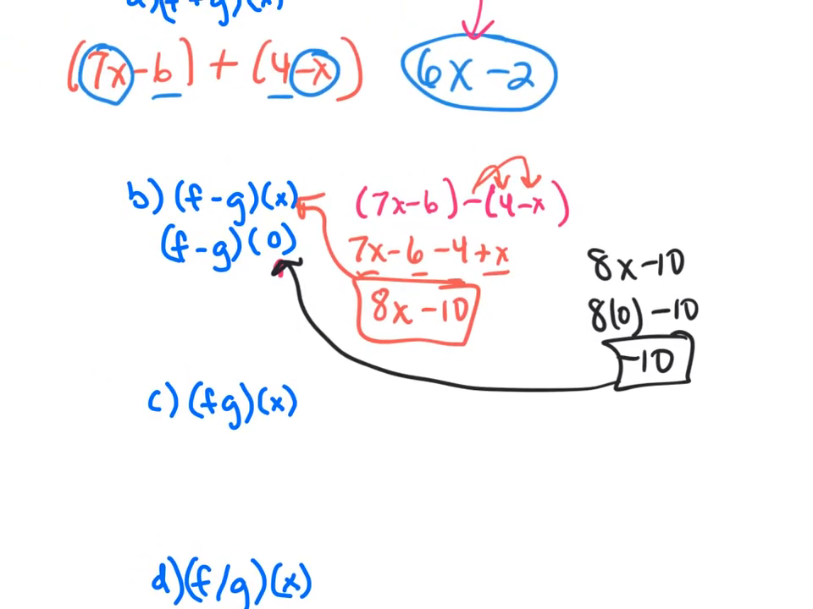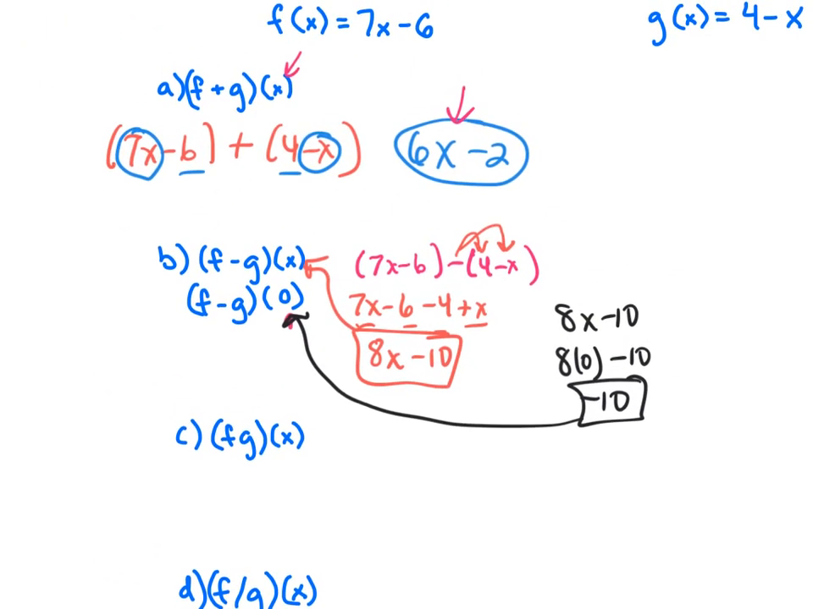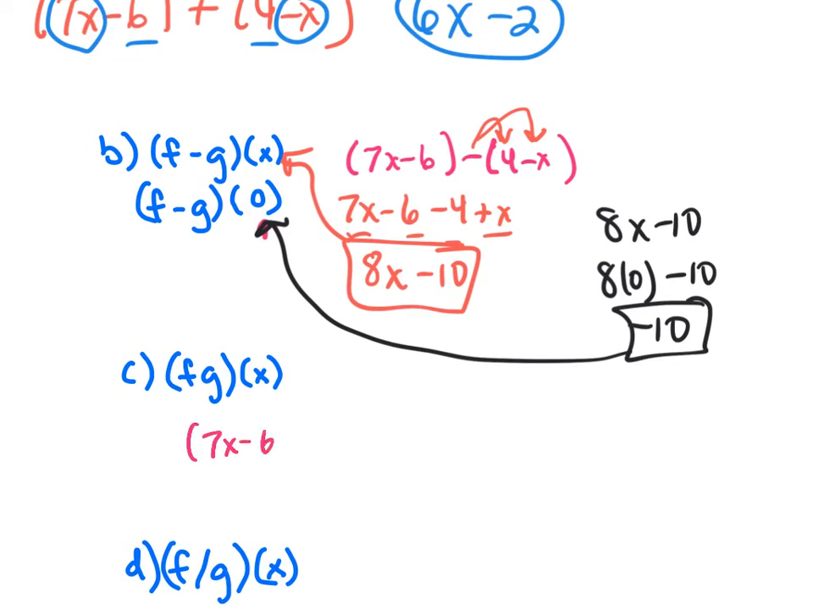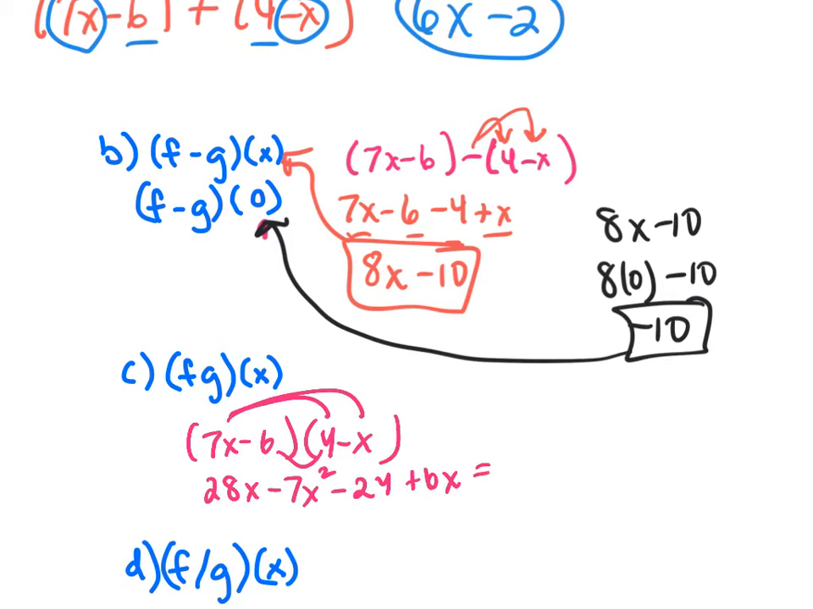Here, fg of x just means we're going to multiply. So you take the two functions, 7x minus 6 times 4 minus x, and you FOIL. 7 times 4, 28x. 7 times negative x, negative 7x squared. Oh, this is x squared, I'm sorry. Negative 6 times 4 is negative 24. And then negative 6 times negative x is plus 6x. So we combine like terms, write it in standard form, negative 7x squared. I have a 6x and a 28x, which gives me positive 34x. And then I have minus 24.